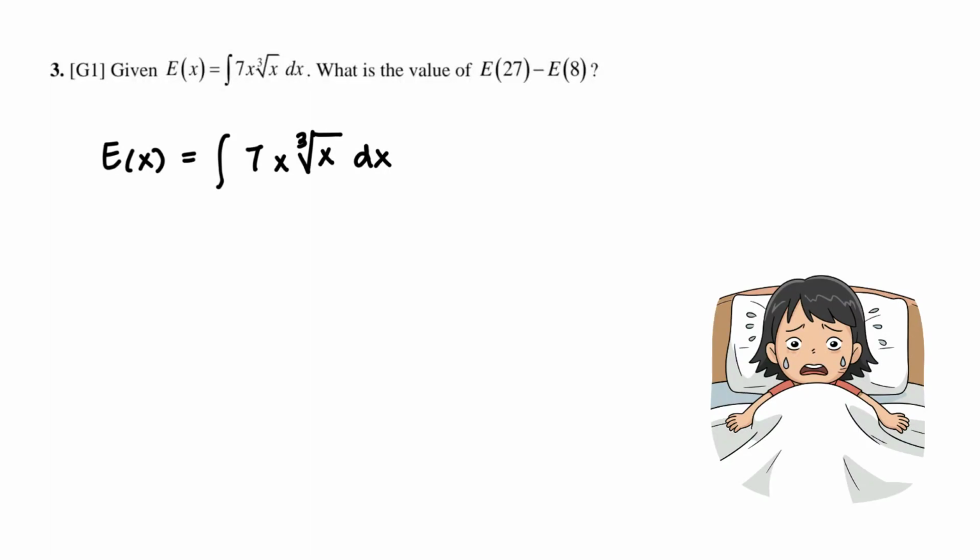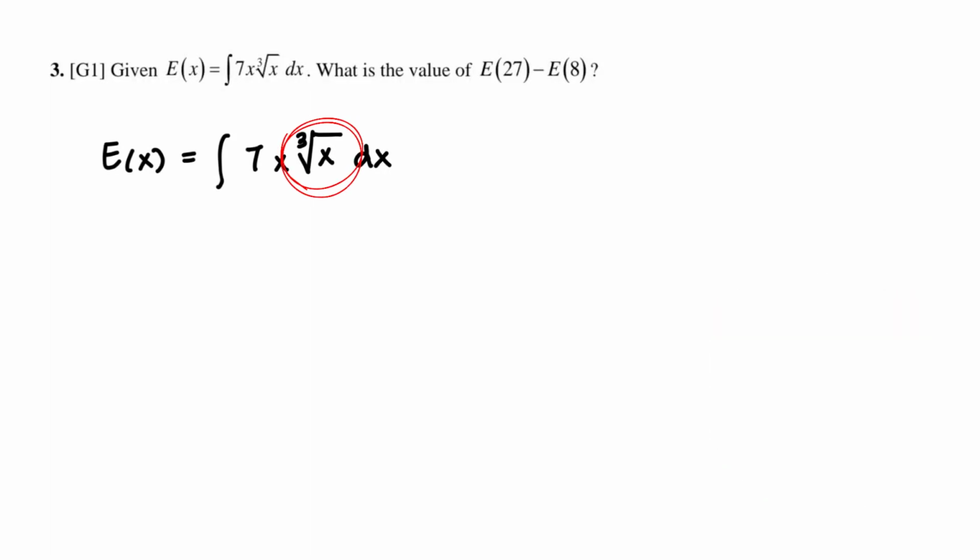Does this look like a nightmare? Nested radicals and integrals usually scare students away, but I am going to show you a simple power rule trick that solves this in seconds. Let's find F of 27 minus F of 8.